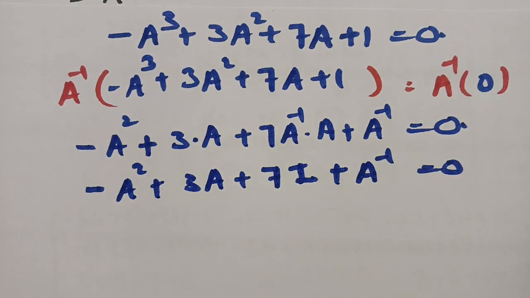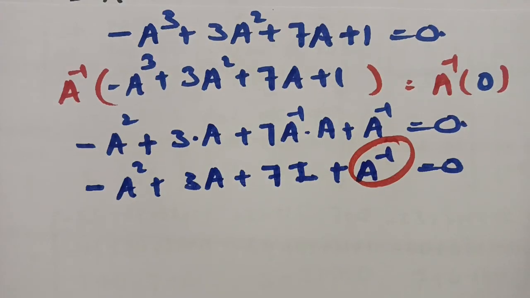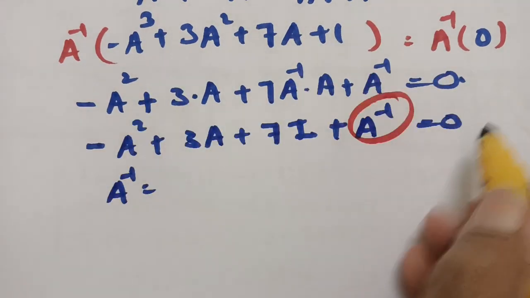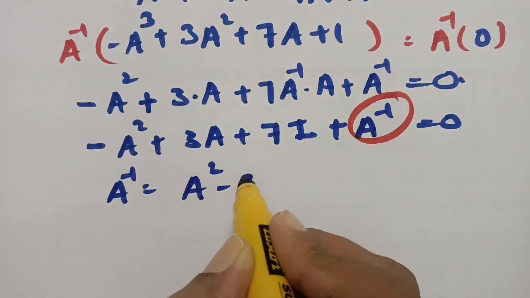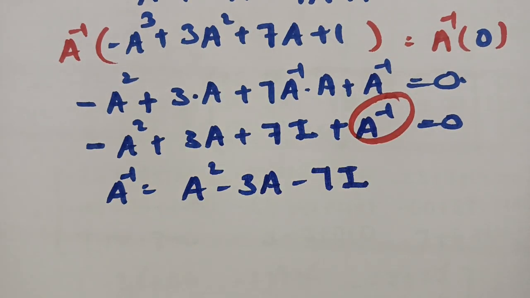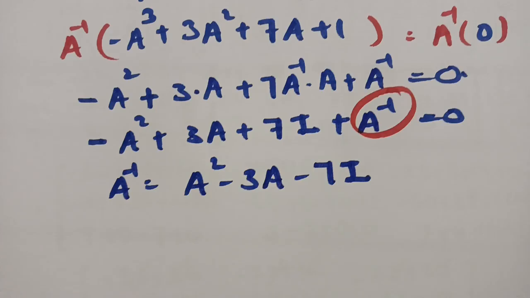So here we need the value of A inverse. Clear? We need the value of A inverse. For getting A inverse value, I am sending all these other terms to the other side. So this will be plus A square minus 3A minus 7 into I. So we have all the values ready. A square is ready, A is ready.